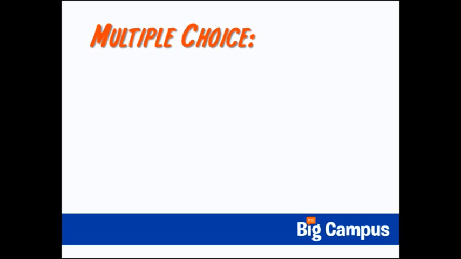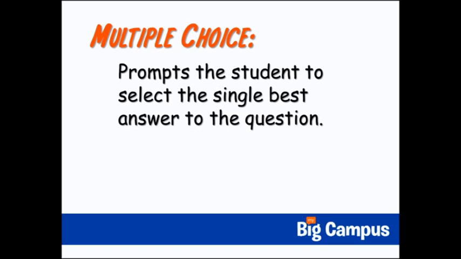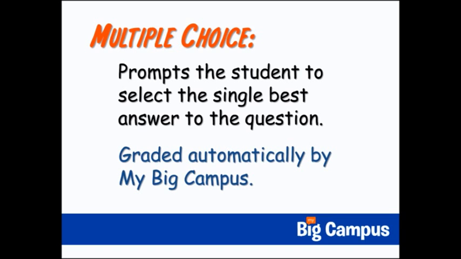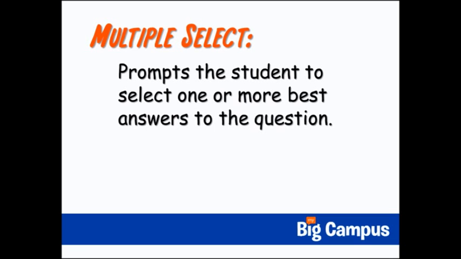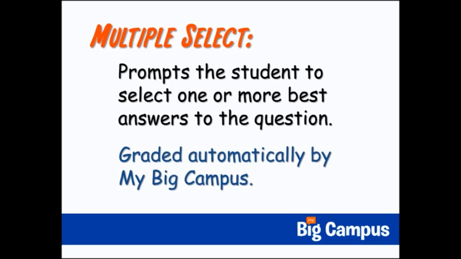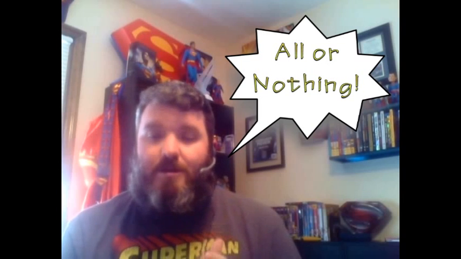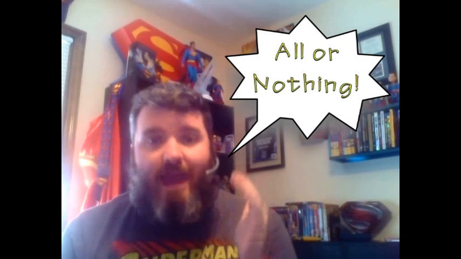A multiple choice question prompts the student to select the single best answer to the question. Multiple choice questions are graded automatically by My Big Campus. A multiple select question prompts the student to select one or more best answers to the question. Multiple select questions are graded automatically by My Big Campus. Now, I do want to point out that multiple select is an all or nothing response. If they don't answer every one correctly, My Big Campus will mark the whole thing incorrect.